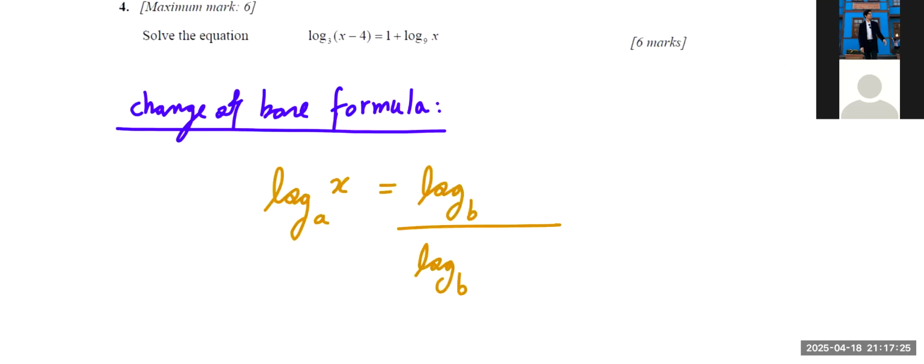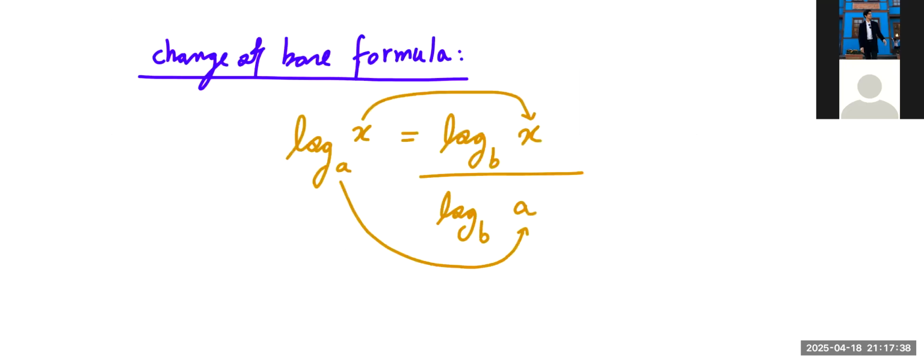We can pick literally any number for the new base. The only thing we have to do is write it in this form, put the upper thing at the top, put the lower thing at the bottom, and that's it. This is how you change the base from A to B. So let me show you an example of this because that doesn't make any sense at all.